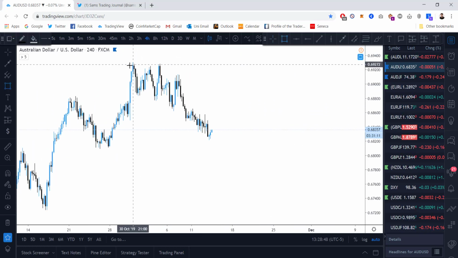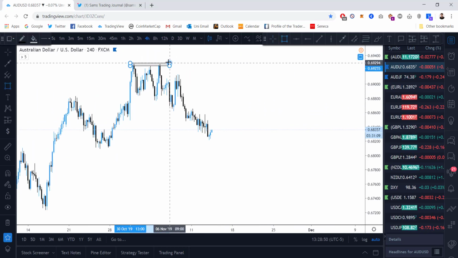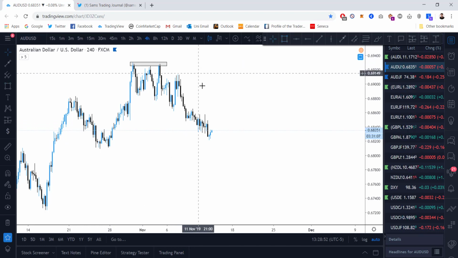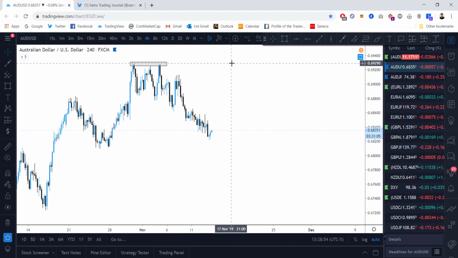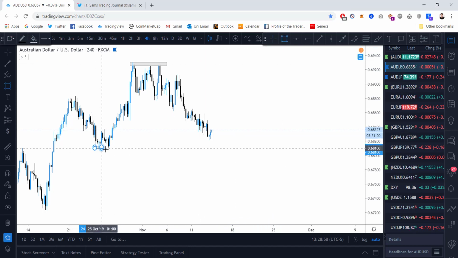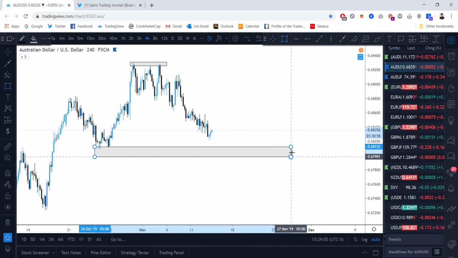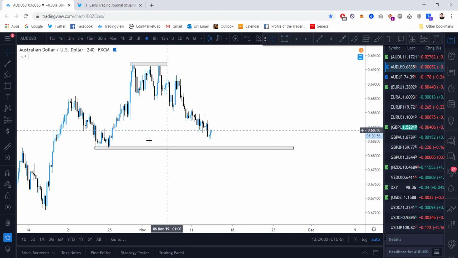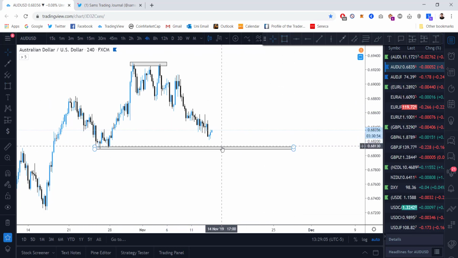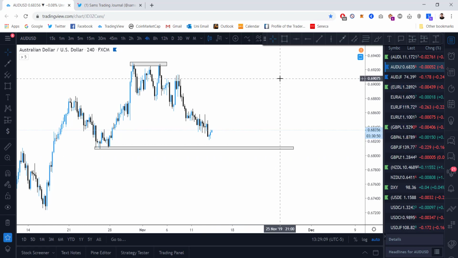Firstly, on the highs, I just want to note we do have equal highs. So if price does get there, I'd want to see price take out these highs. And we also have equal lows here, so I'm going to expand this. If price does go down, I'd want to see these equal lows get taken out before we have some sort of upwards movement.